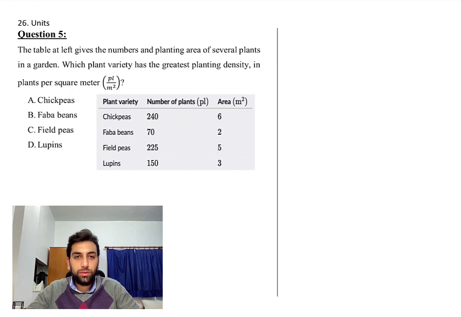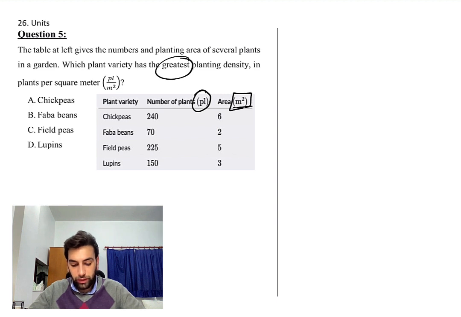Last question, question number 5. The table below gives the numbers and planting area of several plants in a garden. Which plant variety has the greatest planting density in plants per square meter? So I will calculate the plants divided by meters squared. Accordingly, here we're trying to calculate the greatest value.